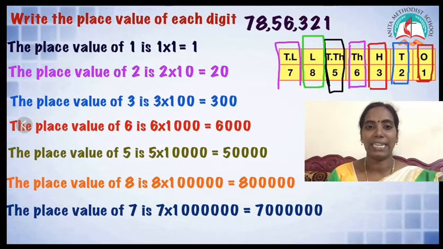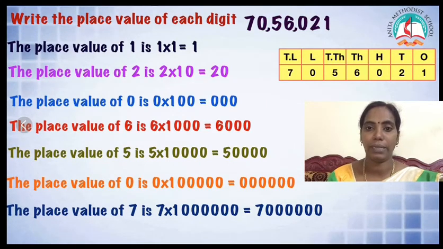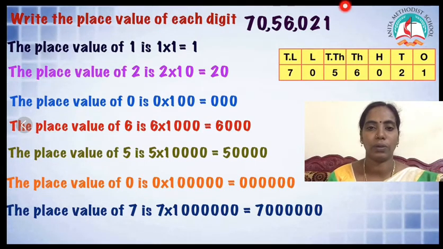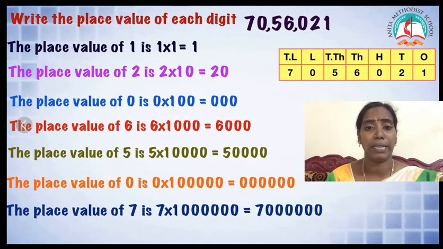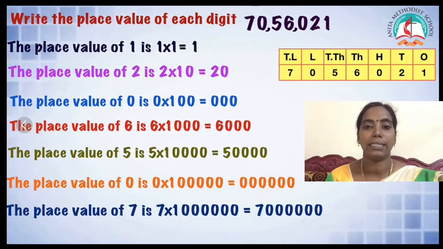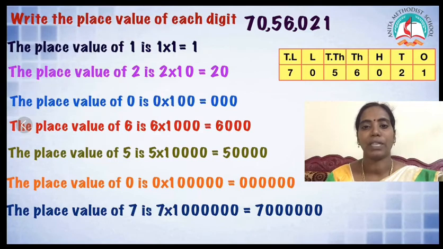Children, we will see the next example. 70,56,021. Look at that. There is a 0 in the hundred place, again 0 in the lakhs place. How are we going to do this? Okay. So as usual, the 1 is in the ones place. So 1 into 1, 1. The place value of 2 is in the tens place. So 2 into 10, 20. And the place value of 0 is multiplied by 100. 0 by anything, you will get 0. Okay. So the answer is 0.